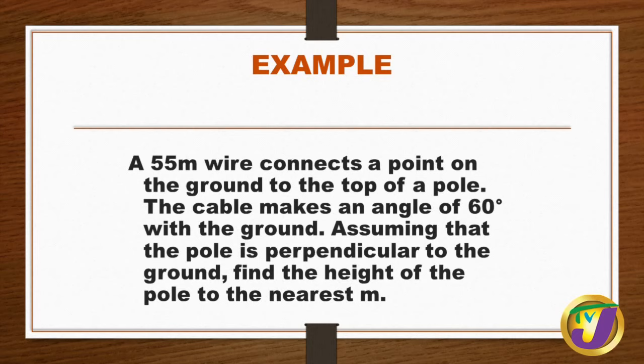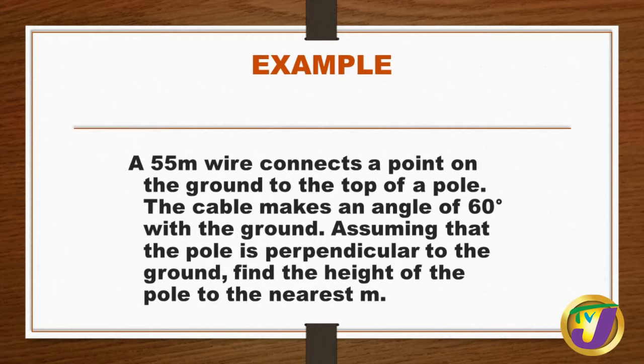So now let's apply the trig ratio to a problem. So here we have a situation. A 55-meter wire connects a point on the ground to the top of a pole. The cable makes an angle of 60 degrees with the ground. Assuming that the pole is perpendicular to the ground, find the height of the pole to the nearest meter.